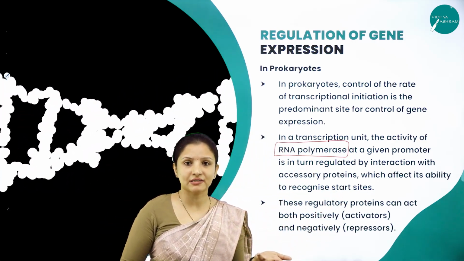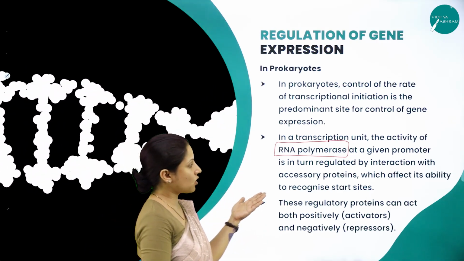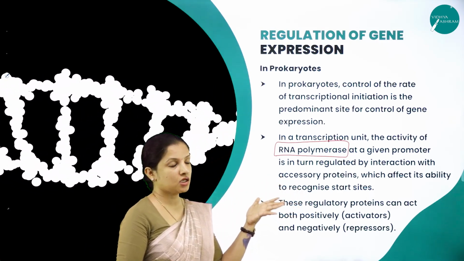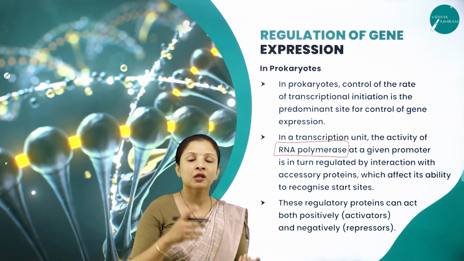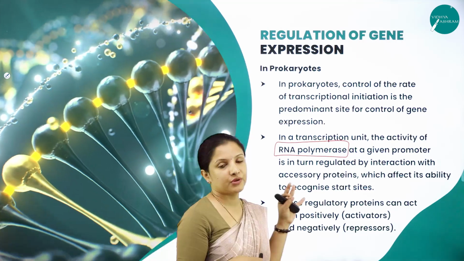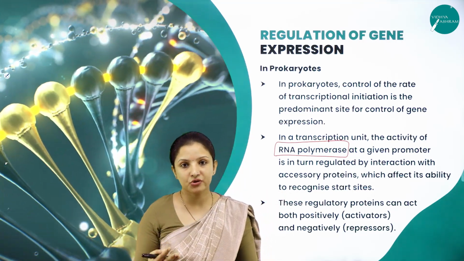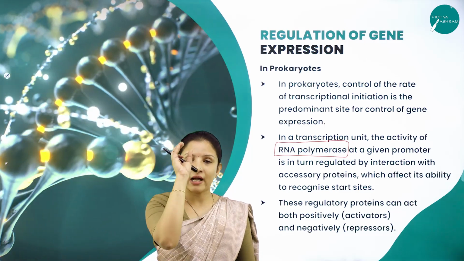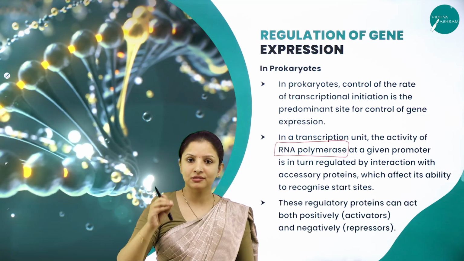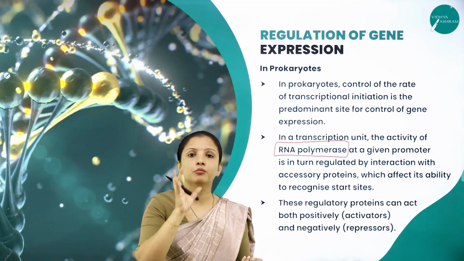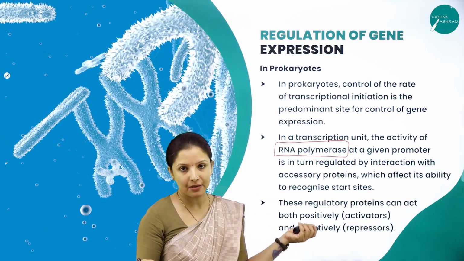Apart from that, there are some accessory proteins or sigma factors which also assist the RNA polymerase in recognizing the promoter region. If you remember in the previous session on transcription, you had seen the sigma factor. How will the RNA polymerase enzyme know where exactly the promoter region is? It is because of the accessory protein, say for example, sigma factor.